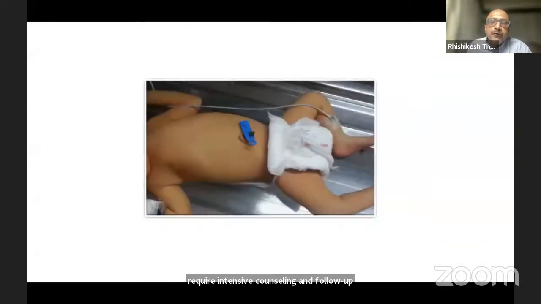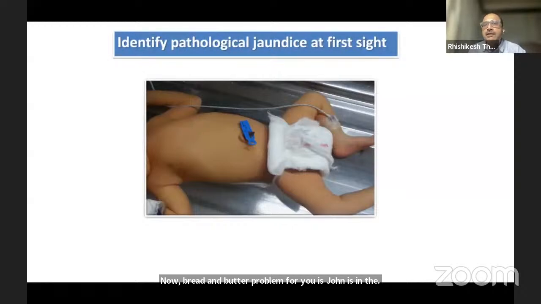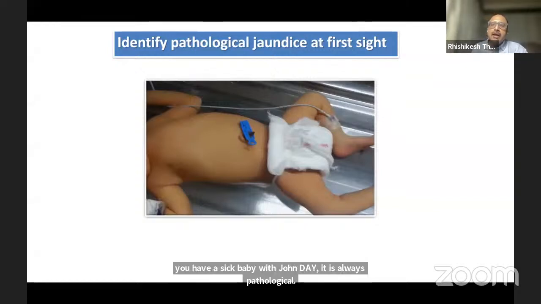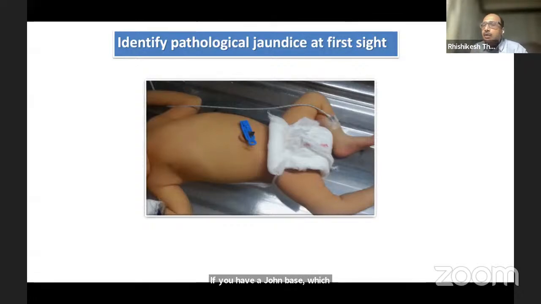Now, bread and butter problem for you is jaundice in the OPD. Question is, which of the babies with jaundice are having pathological jaundice in your first assessment? So we do know that physiological jaundice is a diagnosis of exclusion. Question is, can I pick a pathological jaundice in my first assessment, which is clinical? Obviously, yes. If you have a sick baby with jaundice, it is always pathological. If you have a jaundice which is seen in a preterm baby, don't take it as physiological unless proved otherwise. Any jaundice associated with poor feeding or features suggestive of decreased feeding on history, again, is grossly abnormal.